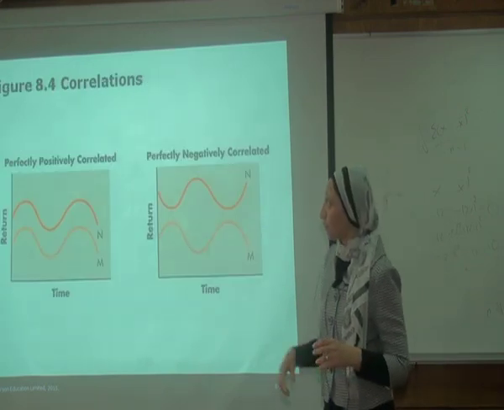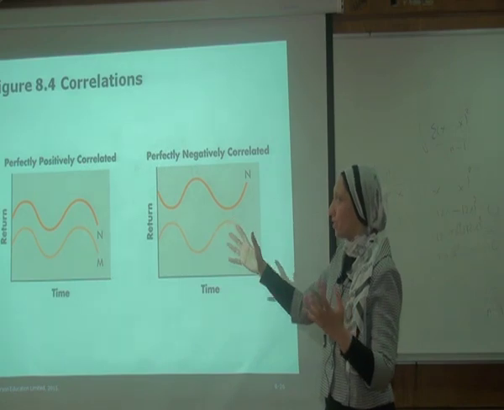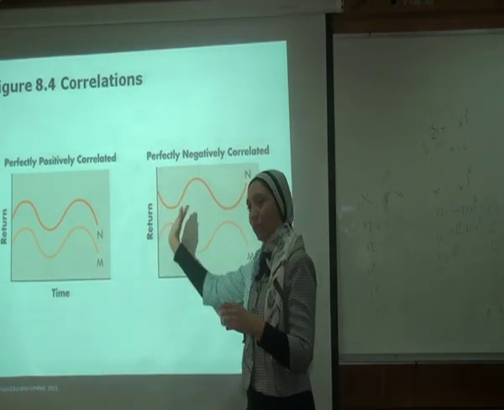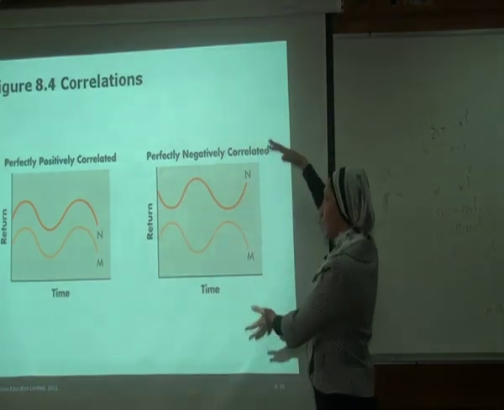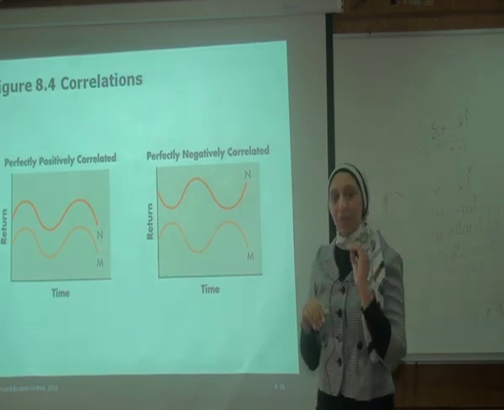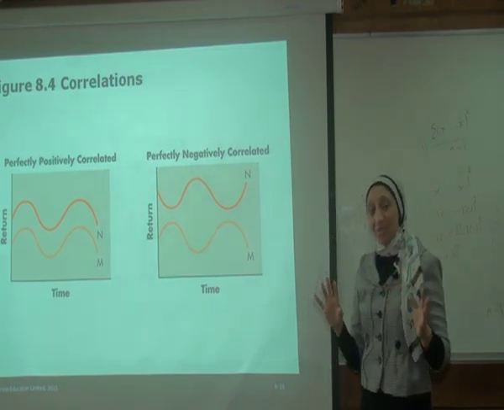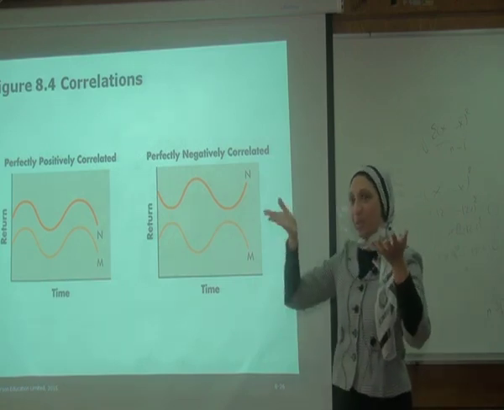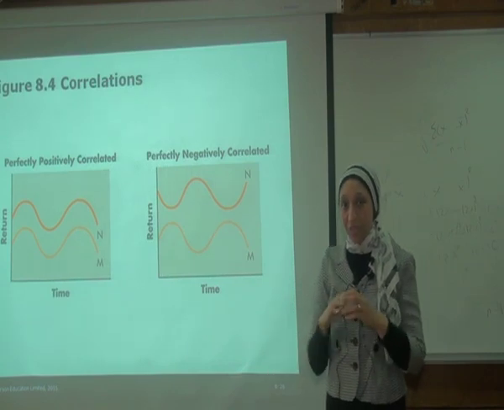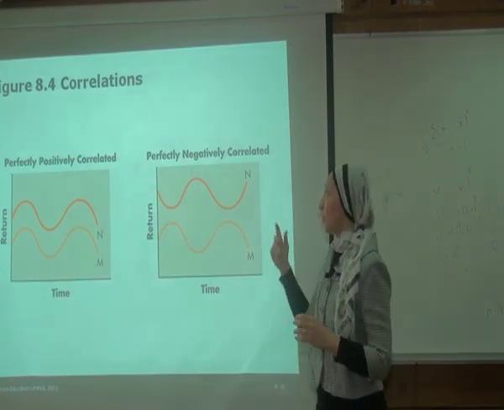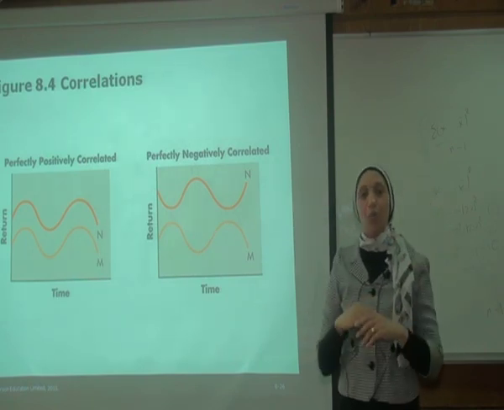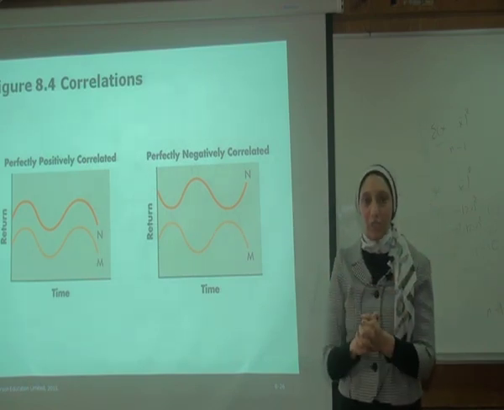So here we can show the meaning of positive and negative correlation. Positive correlation, the stocks are moving together. Negative correlation, they are moving opposite to each other. Perfect positive correlation means, for example, that when the stock increases 1%, the other stock will increase 1%. If the stock decreases 1%, the other stock will decrease 1%. This is perfect positive correlation. Perfect negative correlation, if the stock increases 1%, the other stock will decrease 1%. This is perfect negative correlation.